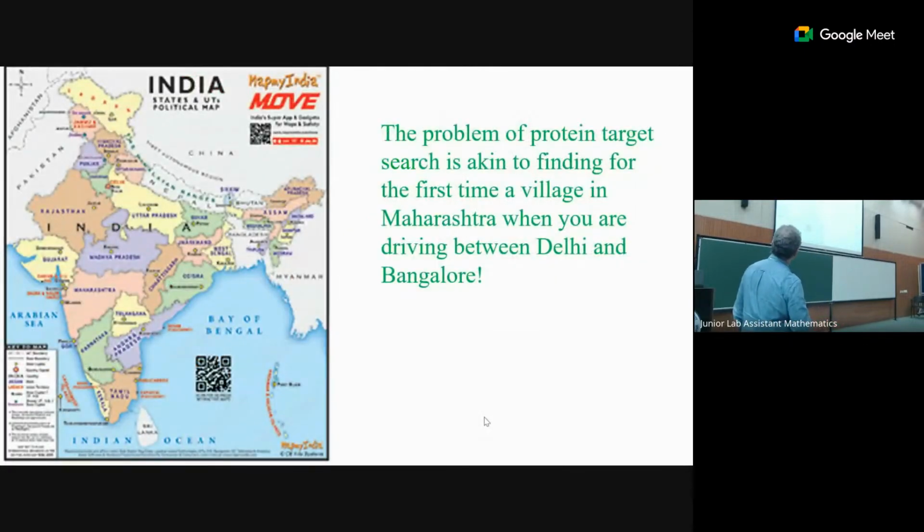So this is my analogy here. Imagine that you're driving from Delhi to Bangalore, and you have to find some village in Maharashtra. That's a real scale. For the first time in your life, you have to find something where you have never been. But that's how difficult the search is.